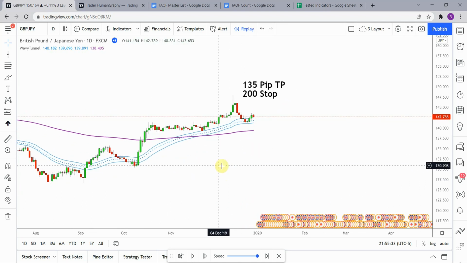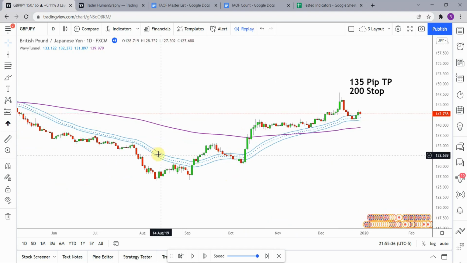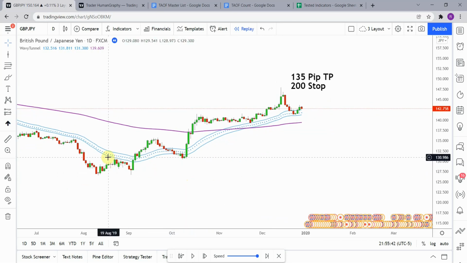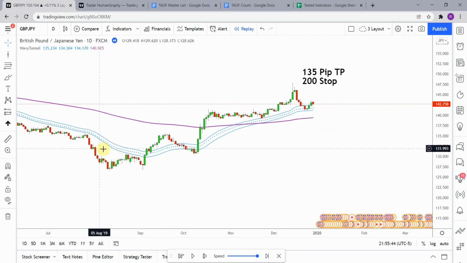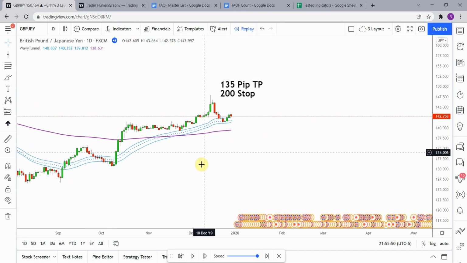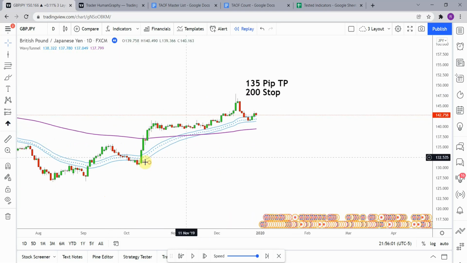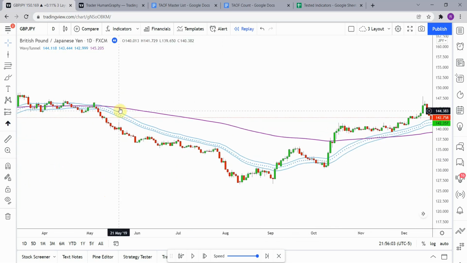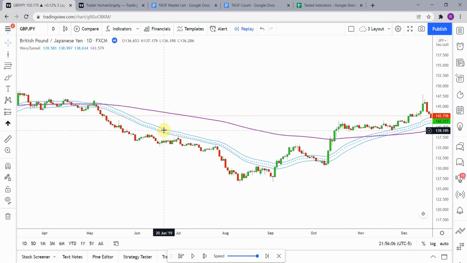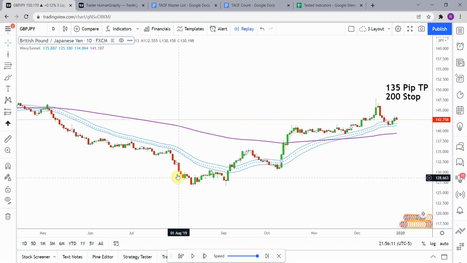And then what we're going to do is we are going to use the channel here. So it's the two lines with the dots running through the middle of it. We are going to use that as a signal to actually enter into the market. And so basically, when price action comes down and into the channel and then breaks back up to the upside, then we would go long if price action is above the large purple line. If it's below the large purple line and price action comes into the channel and then breaks out to the downside, then we would go short.